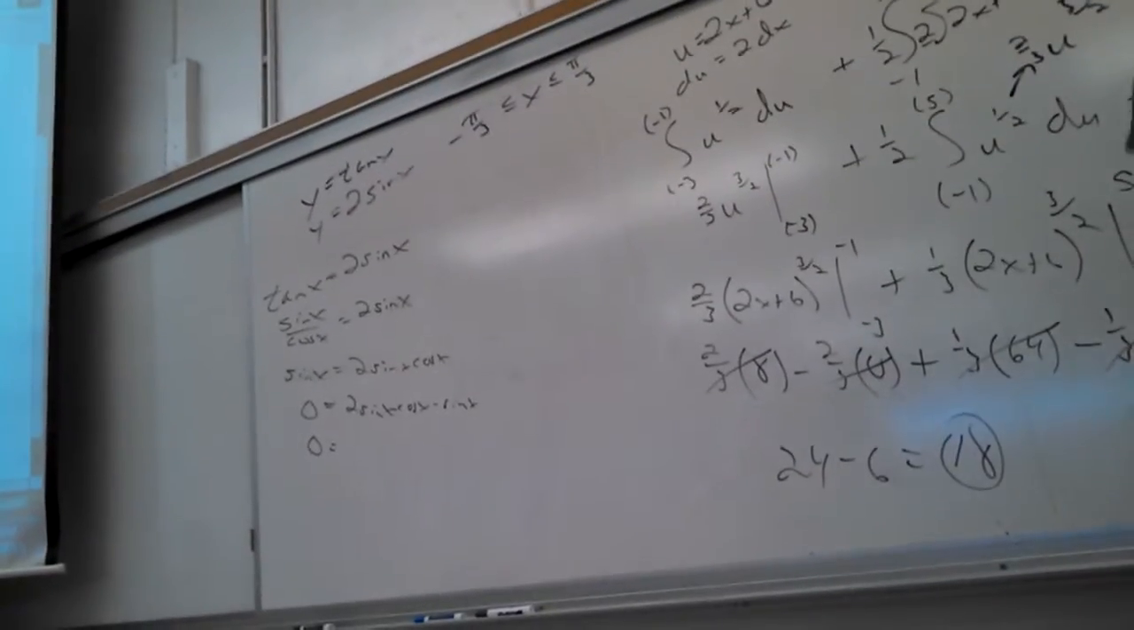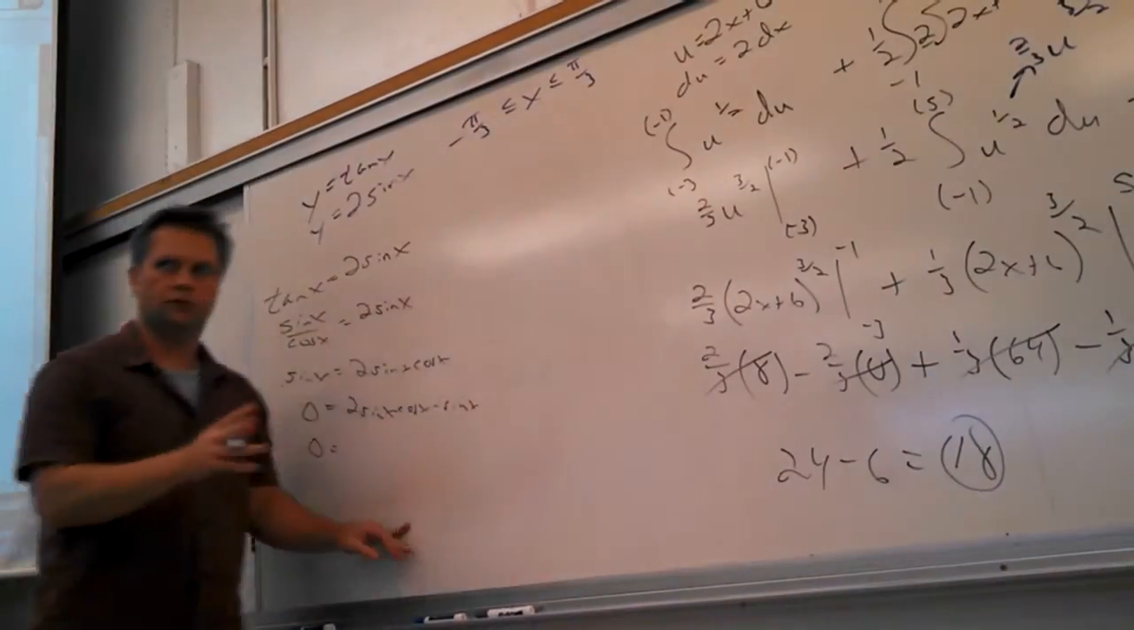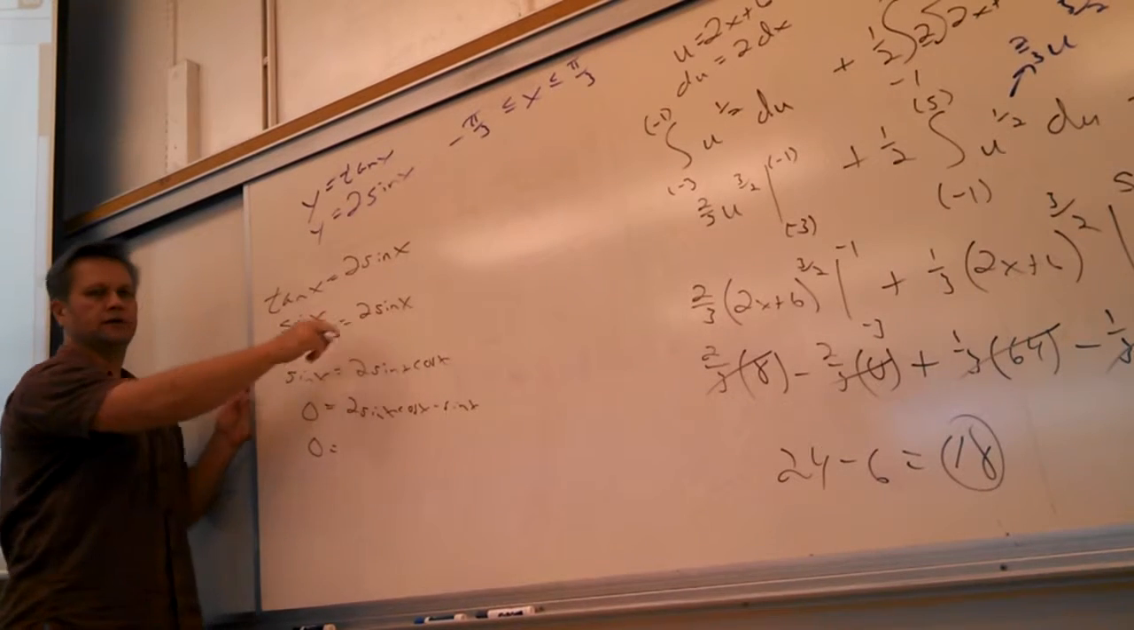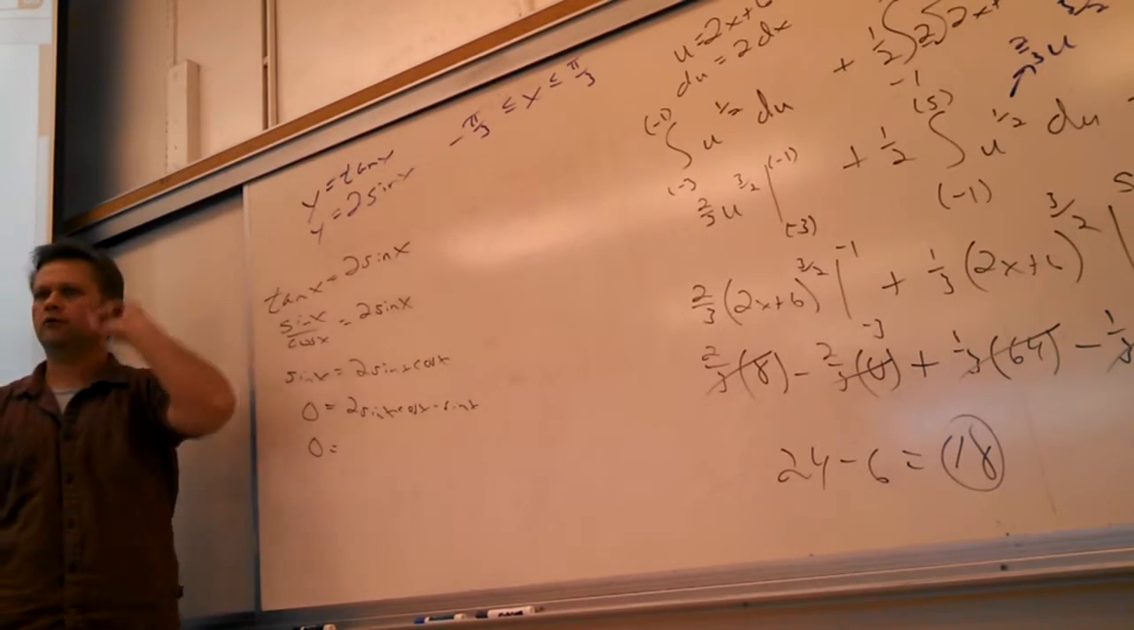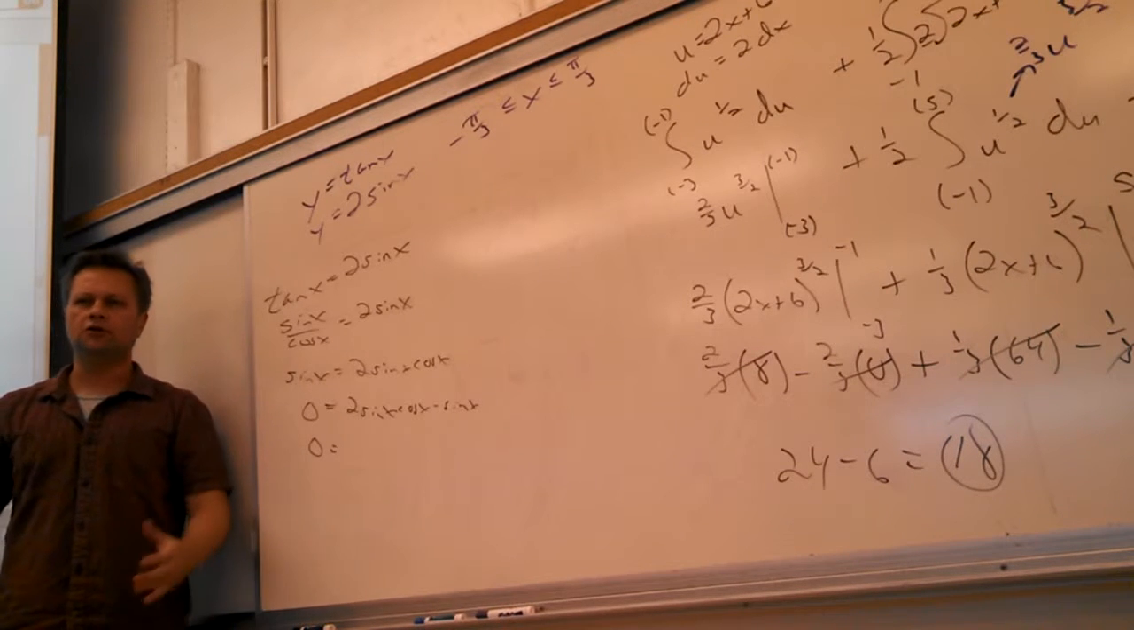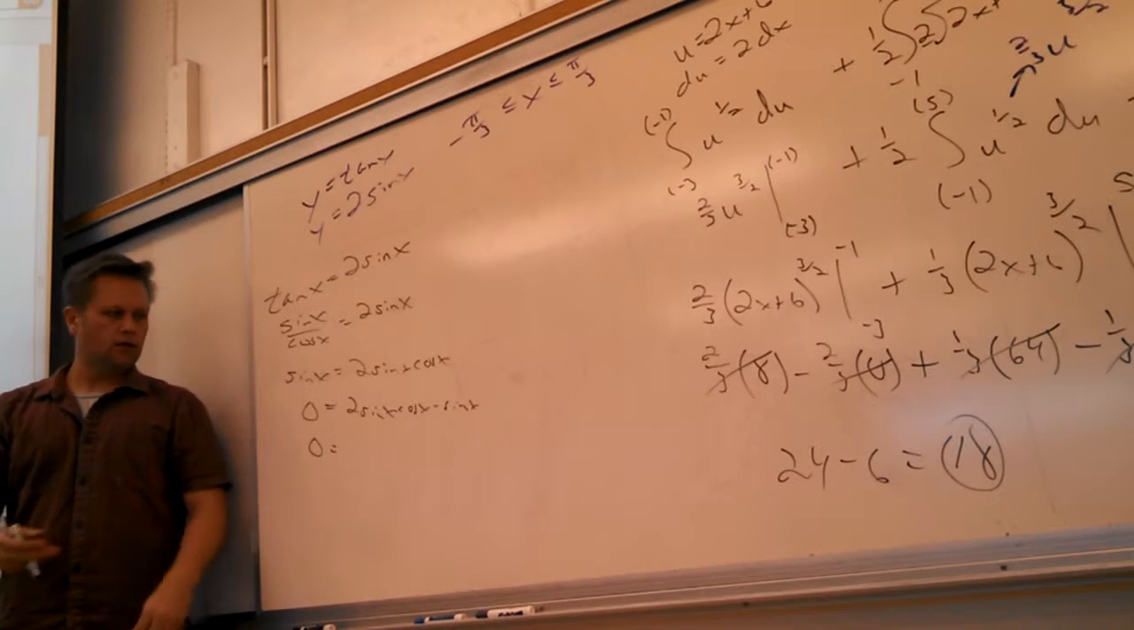Alright, let me make sure you guys are with me. So you can only multiply by something if it's not 0, and thankfully cosine x is never 0 over the interval that we're interested in. Alright, so it's not going to introduce some answer that is not allowed.